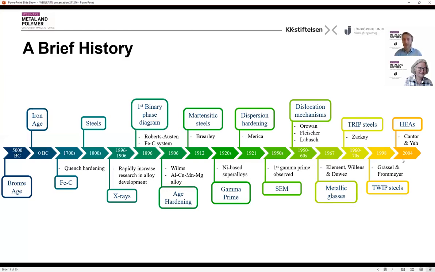More recently, a few of the more recent alloy discoveries have been metallic glasses in the late 60s, with much more work from the 70s and onwards.